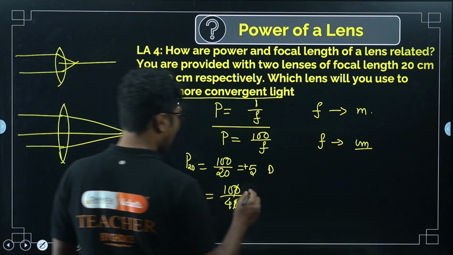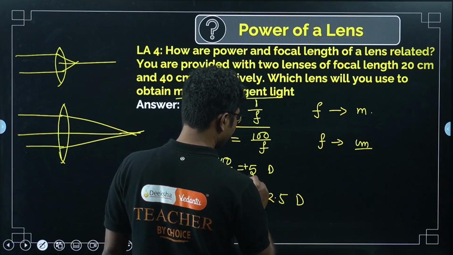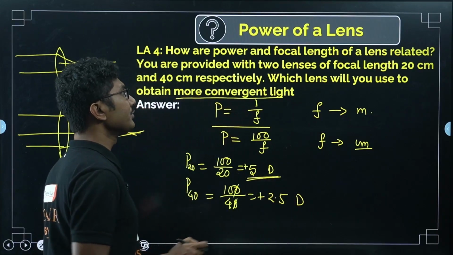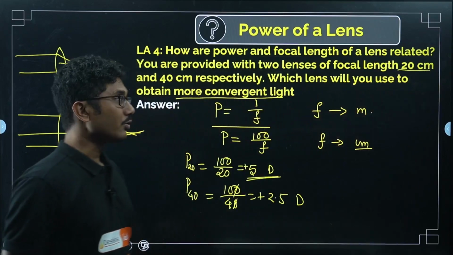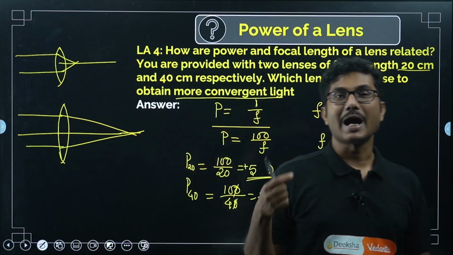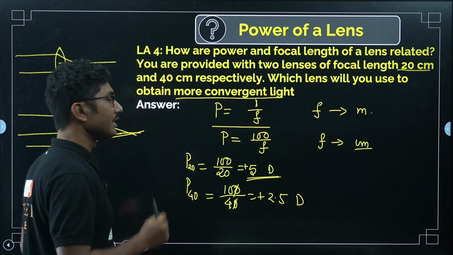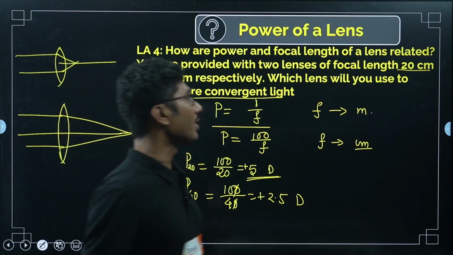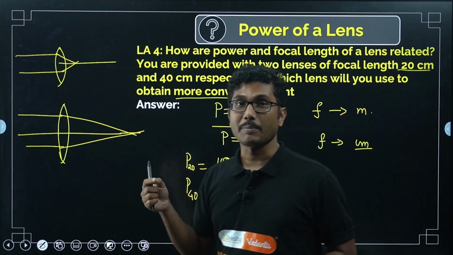Whoever has the highest power, right? Who has the highest power between these two lenses? Plus 5. So we will use the 20 centimeter lens to get more convergent light, because it has a higher power. You have to mention the reason behind your answer, why you are answering that. You are answering part 2 and not part 1.